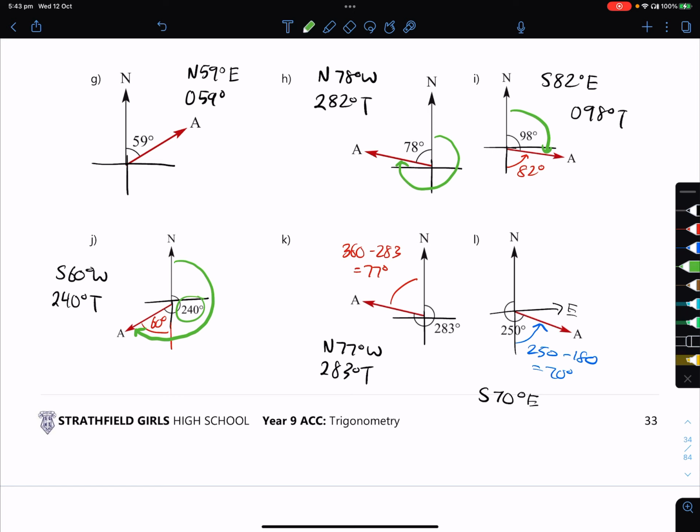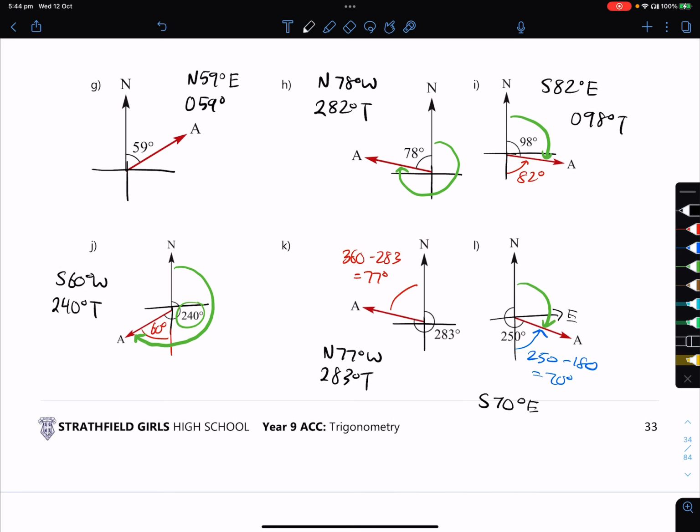And last but not least, question L will be 360 minus that angle to get this remaining angle here. And 360 minus 250 is 110 degrees true bearing.